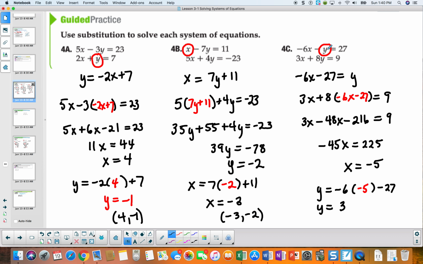Over here, I went ahead and isolated y, took y and substituted into the lower one, did all my algebra until I got to negative 5, and then took negative 5 and substituted into this relationship to get y.